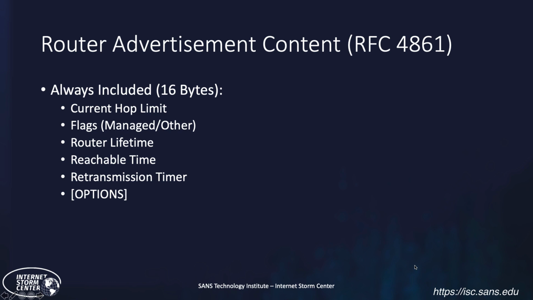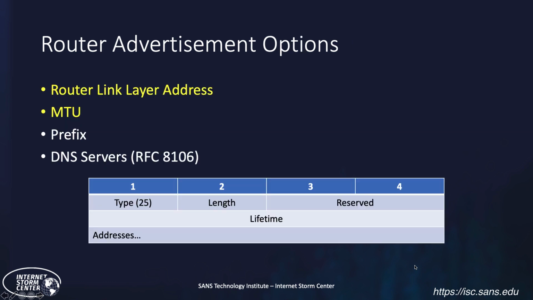Next, you'll have some options. And well, options are optional. So what are some of these options? The first two that are highlighted here in yellow, you'll always see them pretty much. And that's the router's MAC address as well as the MTU on the network. Of course, 1500 or whatever you're using here on your network.